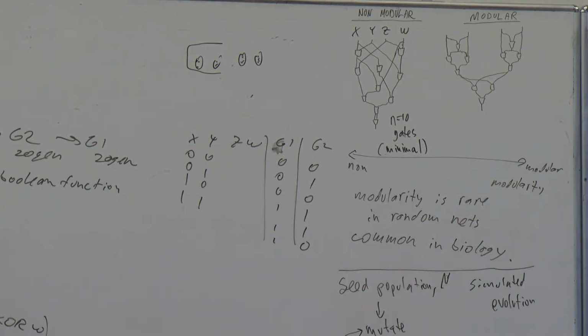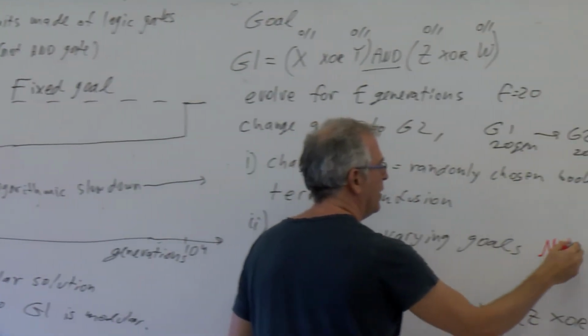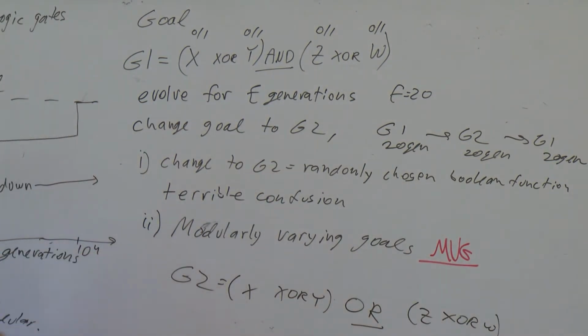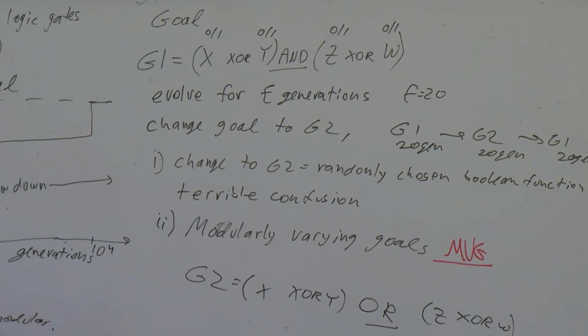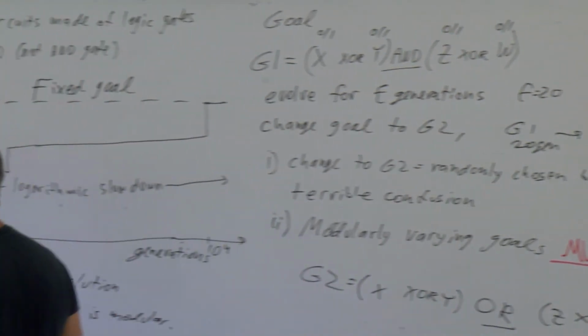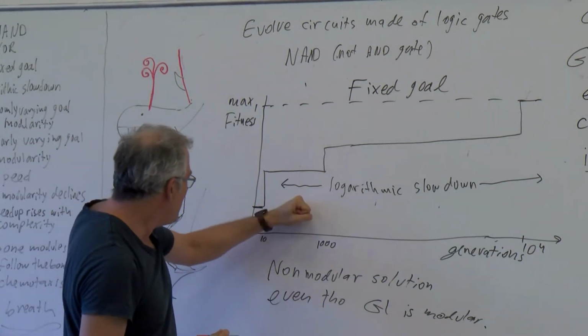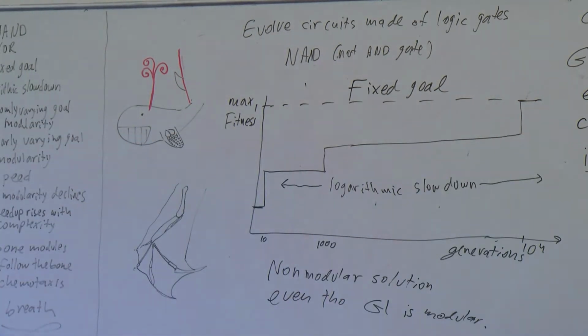Okay, so what happens? Now we're going to do the MVG. You need exactly 10 to make the modular solution. Okay, let's argue about that in a sec, okay? Let me get into my rhythm. I'm going to use the red. Okay, what happens?